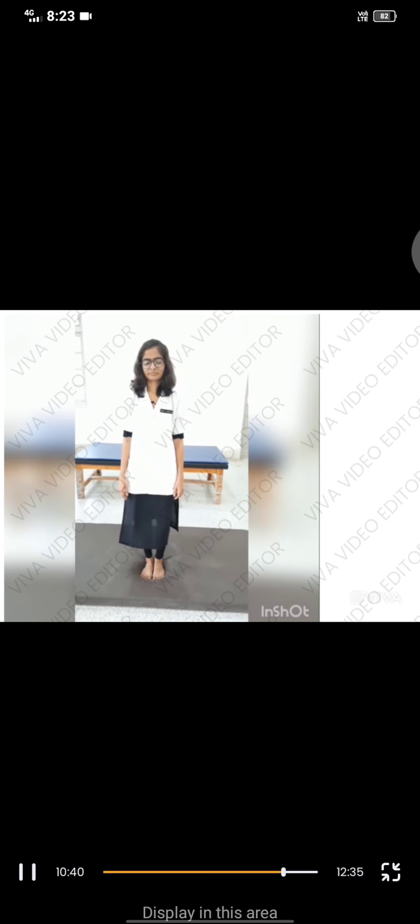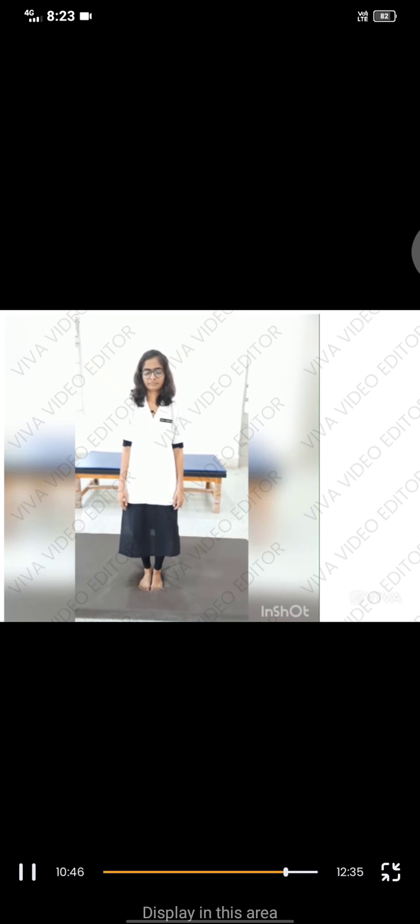Now, standing on a soft surface with a narrow base of support while both the eyes are closed. In this pattern, the subject is asked to stand on a soft surface while the base of support is narrow and both eyes are closed, and try to maintain a balance.